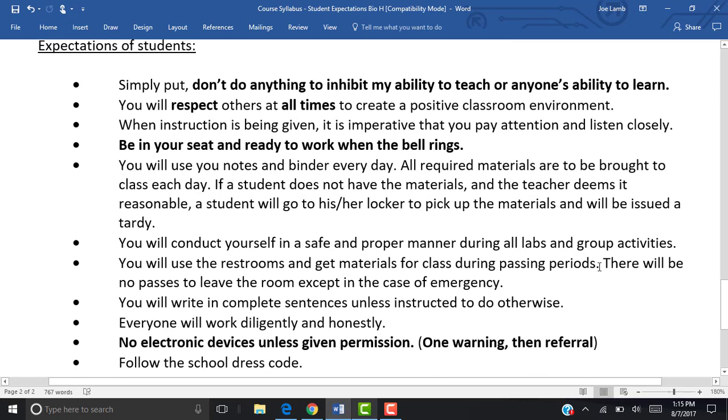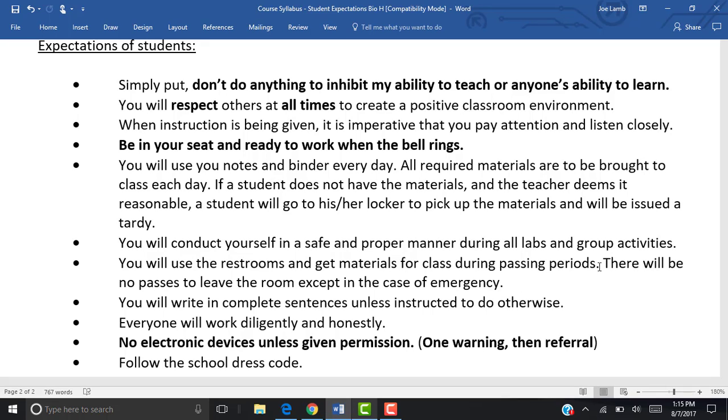Basic expectations. I think the first rule is probably the most important one, and it covers most things. Simply put, don't do anything to inhibit my ability to teach or anyone's ability to learn. That covers a lot of different things, but we're here to learn. That is our goal. Do not do anything that's going to inhibit my ability to conduct class, or yours, or your classmates' ability to learn. So make sure that you do that.